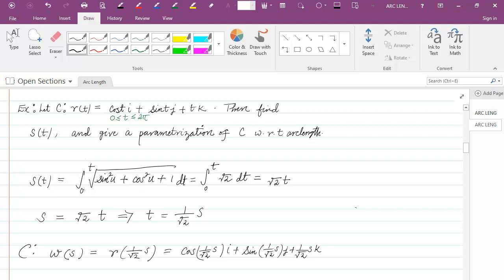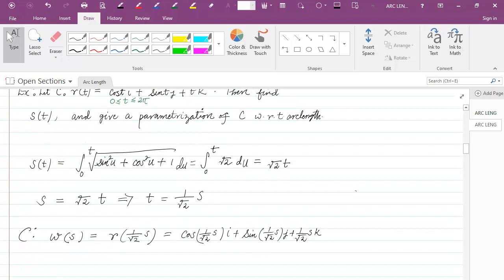So s of t would be the integral from 0 to t of the square root of sine squared of u plus cosine squared of u plus 1. And I should be writing du here, sorry. And then what we're getting is the integral from 0 to t of root 2 du, and that is equal to root 2 times t. So what we have found is that the arc length function s is equal to root 2 times t. So then we can say that t is equal to s divided by root 2.